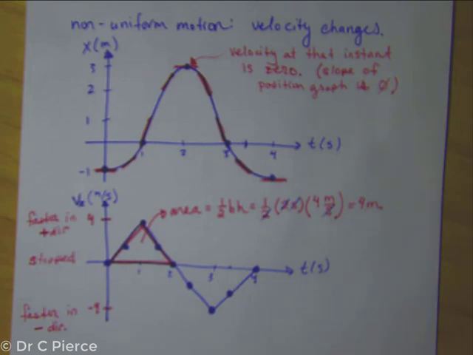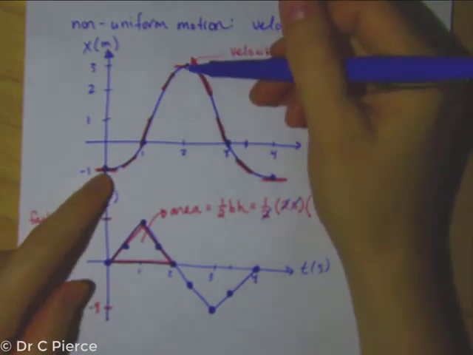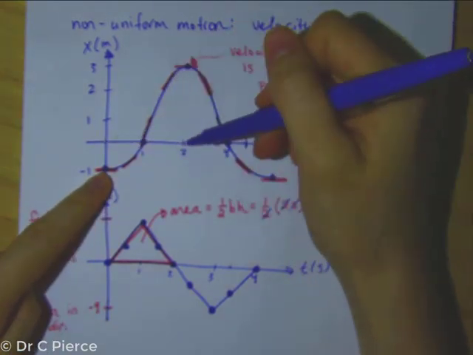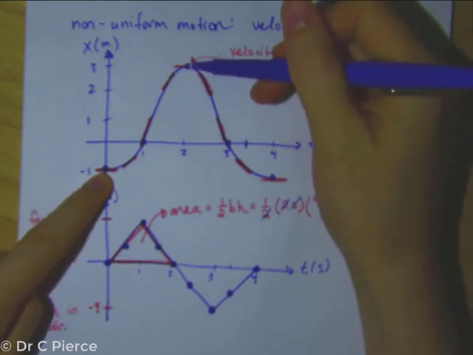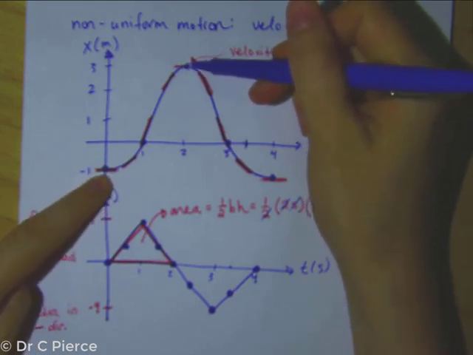So looking back at the graph from 0 to 2 seconds, does it look like we gained 4 meters? We went from -1 to +3.